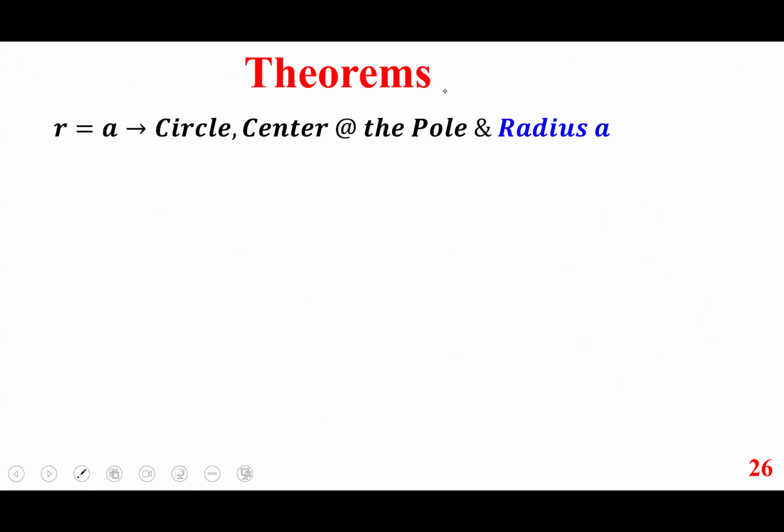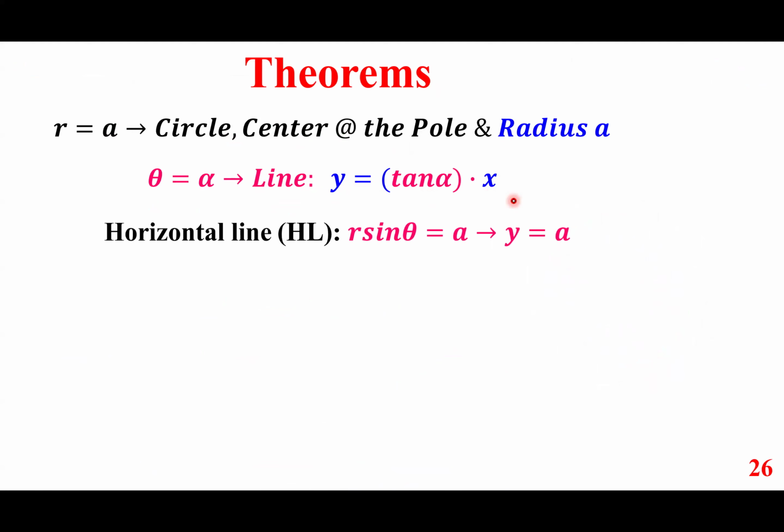All right, so there are a bunch of theorems, reminding you r equals a constant is a circle, center at the pole with the radius a. When theta is alpha, the line has the equation y equals tangent of alpha times x as far as the rectangular format is concerned. r sine theta equals a, that means y equals a, is a horizontal line, and r cosine theta equals a is a vertical line, x equals a.